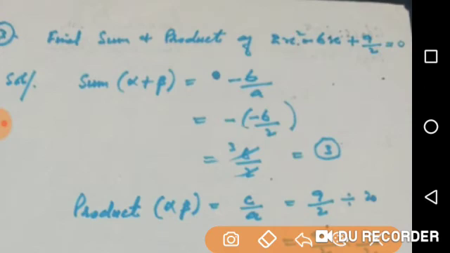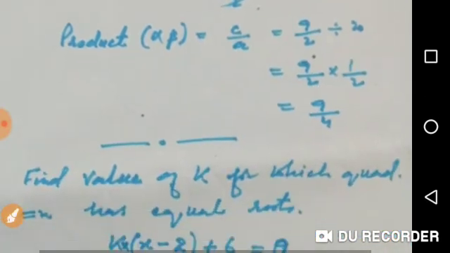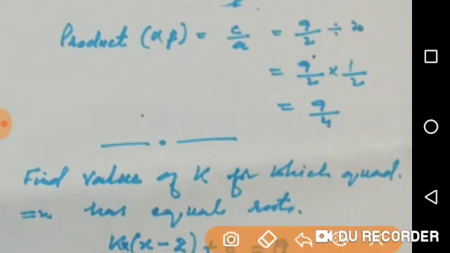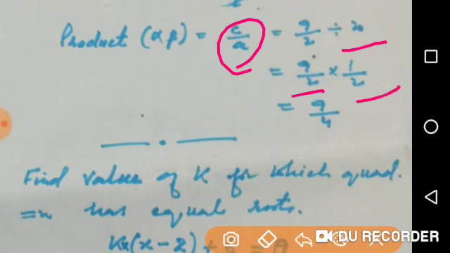Similarly, when you want to find the product of the zeros, you will use the formula c by a. c is 9 by 2 and a is 2. So we write divided by 2. Keep 9 by 2 there. Divide will be changed to multiply, and the reciprocal of 2 will be 1 by 2. So 9 ones are 9, 2 twos are 4. So your product will be 9 by 4.